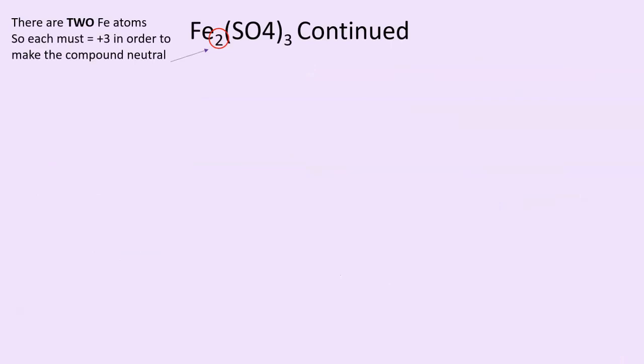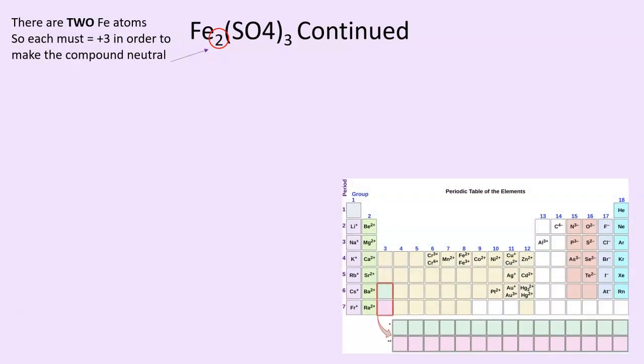Now, this is our original problem, so I just wanted to bring it back to you. There are 2 iron atoms, and that's what that subscript next to the 2 means. It has nothing to do with what we're doing with that polyatomic ion. So there are 2 iron atoms, and each one has to be a +3 in order to make the compound neutral. Our goal is to make that compound neutral. So we have an Fe +3, which is an iron 3 ion.